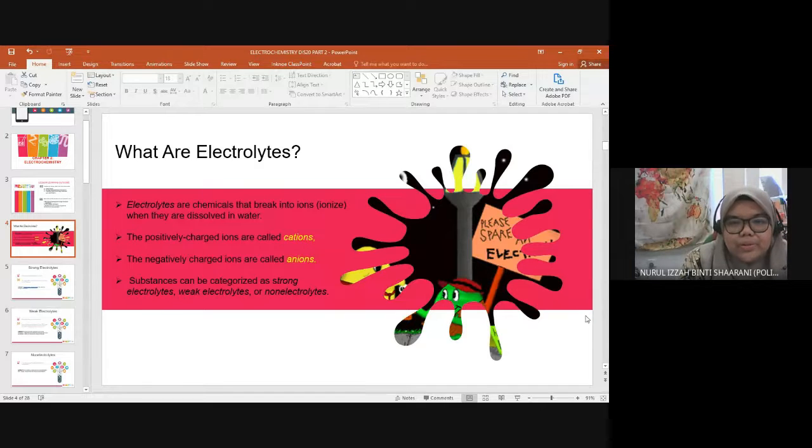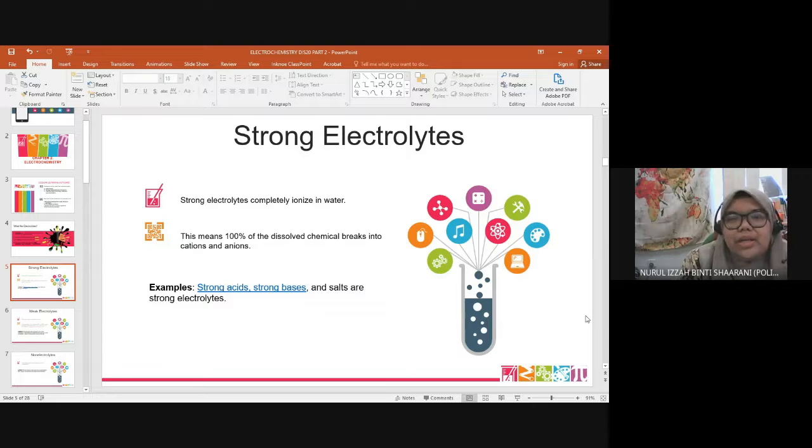When the compound dissolves in aqueous solution, it dissociates into ions, whether cations or anions. So these are the things yang akan conduct the electricity. A strong electrolyte is completely ionized in water or in aqueous solution. Same goes with what we already learned in the previous acid and base chapter, konsepnya lebih kurang sama. When you have a strong acid, for example, it is going to ionize 100% in aqueous solution, right? When you have a strong electrolyte, also the same.